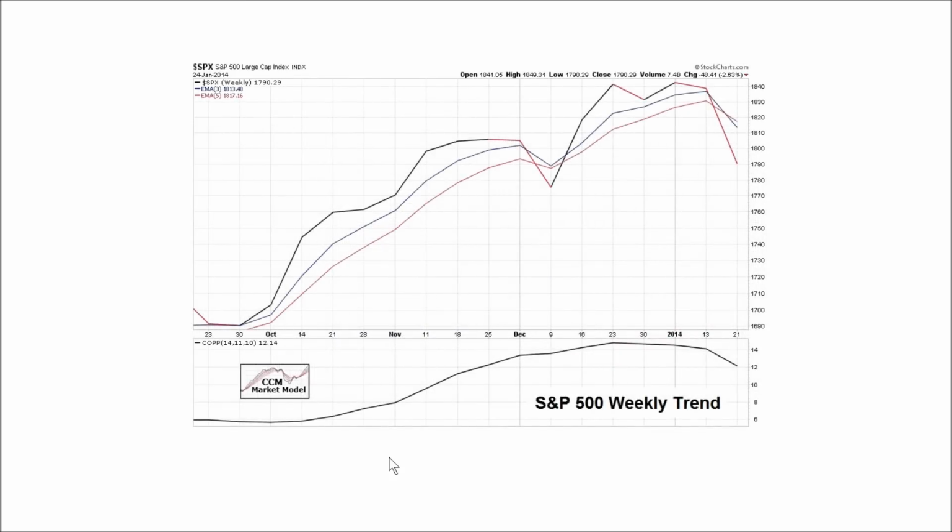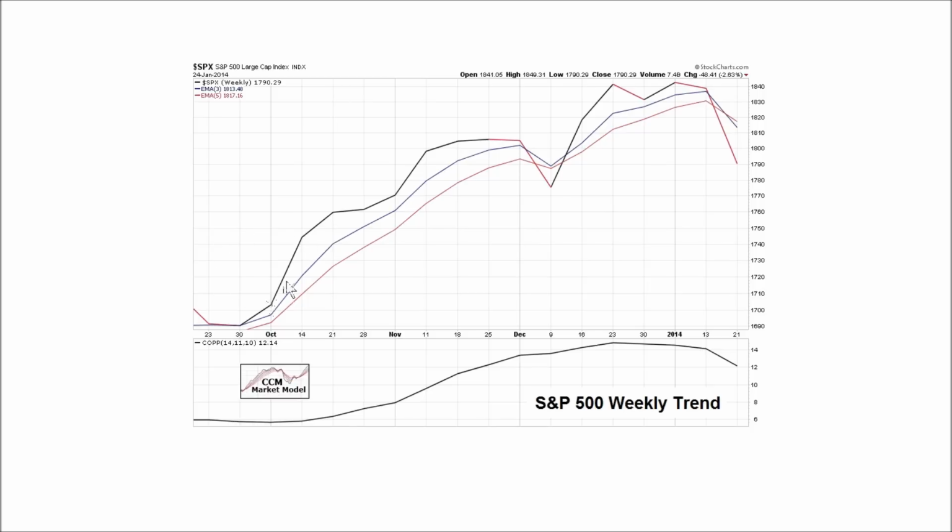Regular viewers know that we use moving averages on weekly charts, daily charts, and monthly charts. The moving averages help us discern between volatility to ignore and volatility to respect. This is a weekly chart of the S&P 500 index.